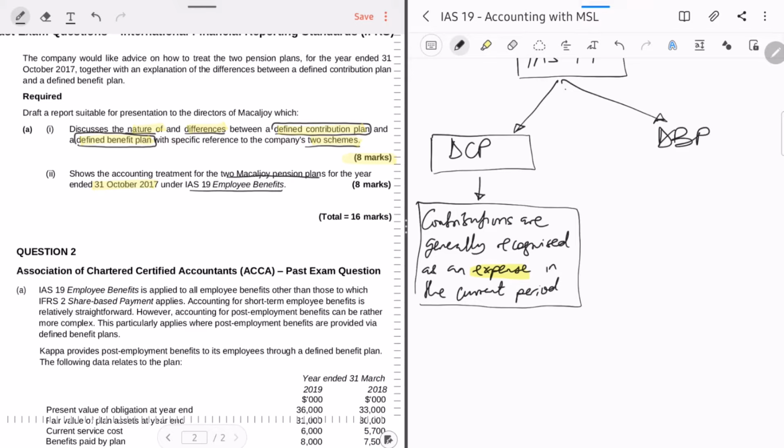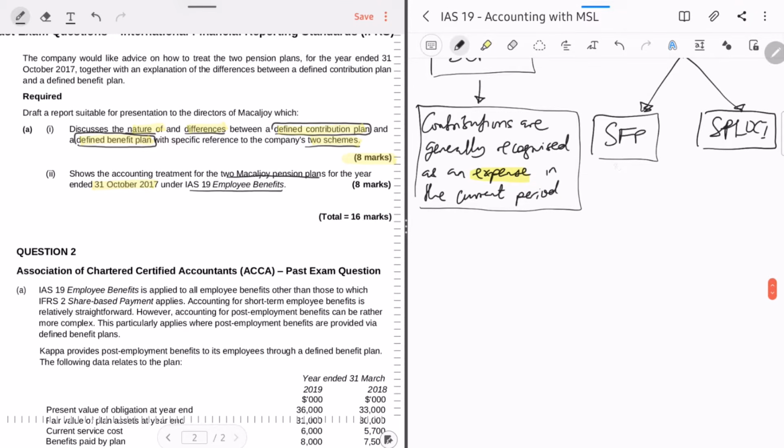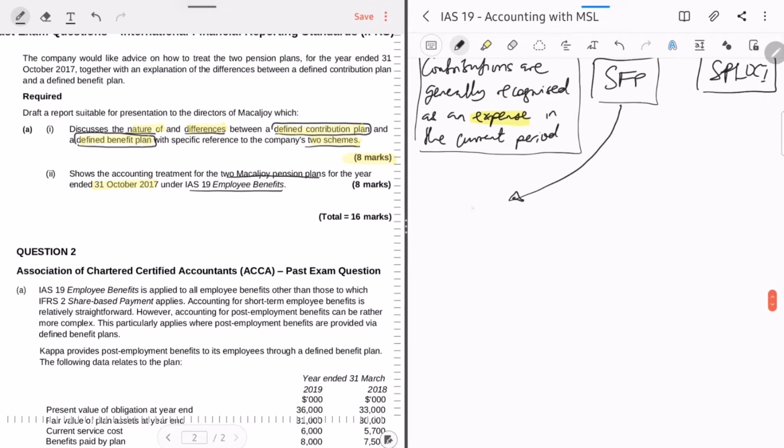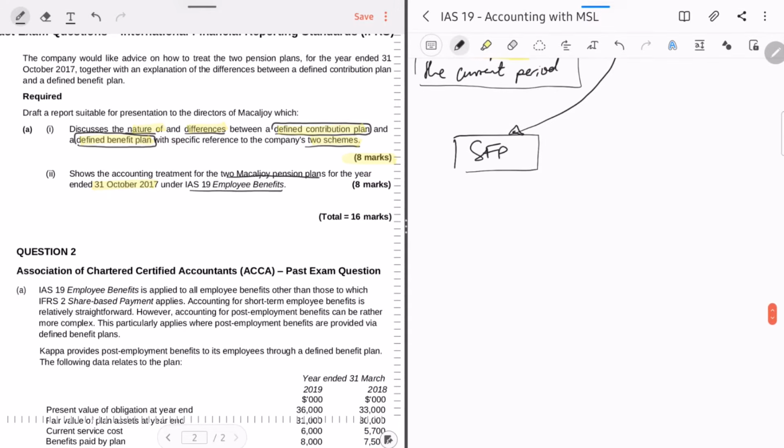Let's look at defined benefit plan. This is where it's interesting. Here, there will be 2 requirements. One for the statement of financial position, and then one from what? The statement of profit or loss and other comprehensive income. So let's look at both, right? So let me bring an extension here. Once again, pardon my drawing skills. So the statement of financial position will have 2 components.